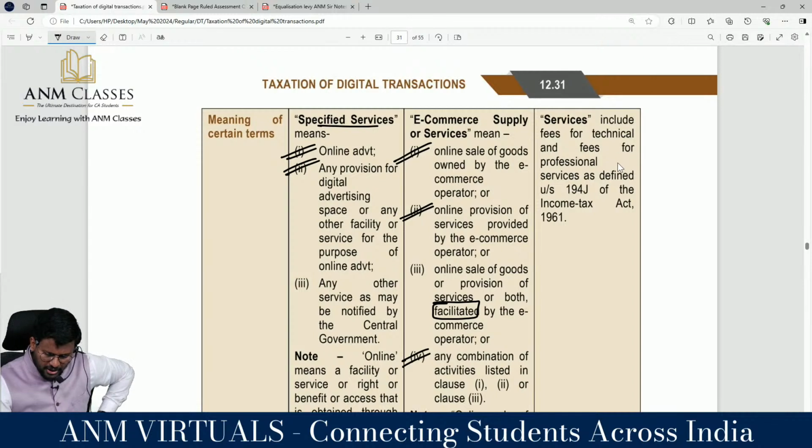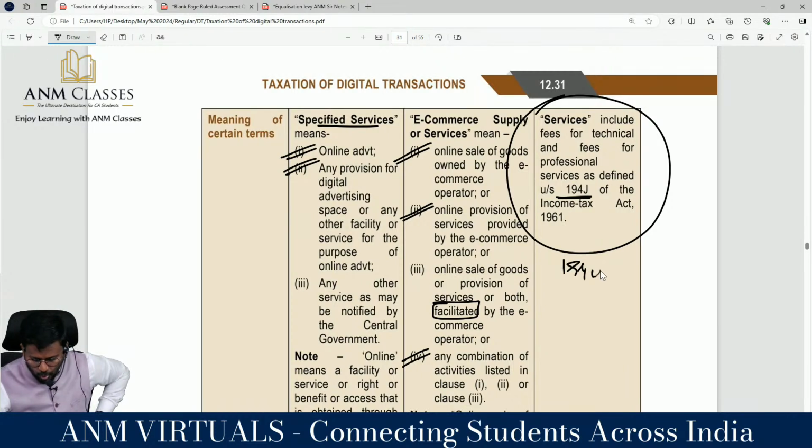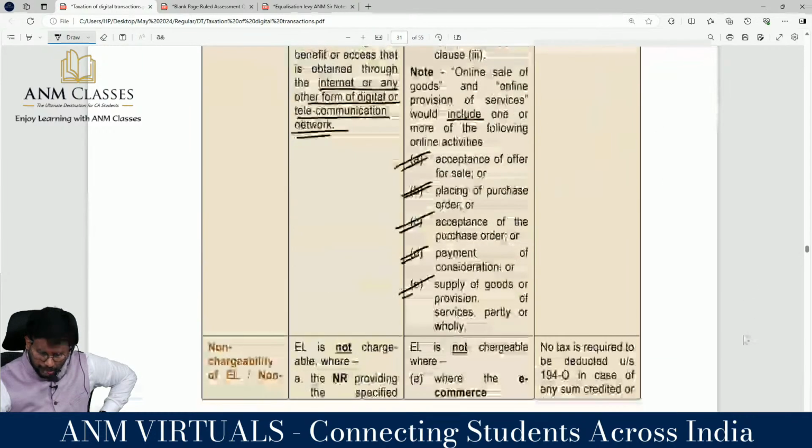Service includes fees for technical and professional services as defined in 194J of the Income Tax Act. Here, for the purpose of 194O, even fees for professional or technical service covered under 194J is also covered.